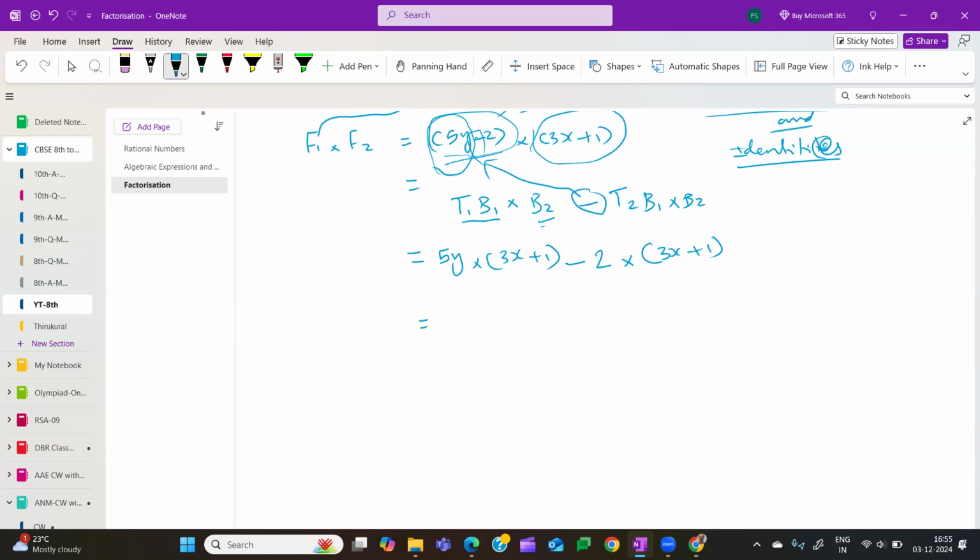So now it is very easy for you to get the answer. So 5y into 3x is 15xy. And 5y into 1 is plus 5y. And minus 2 into 3x is minus 6x. And minus 2 into 1 is minus 2. Are we not getting our original algebraic expression? Yes.